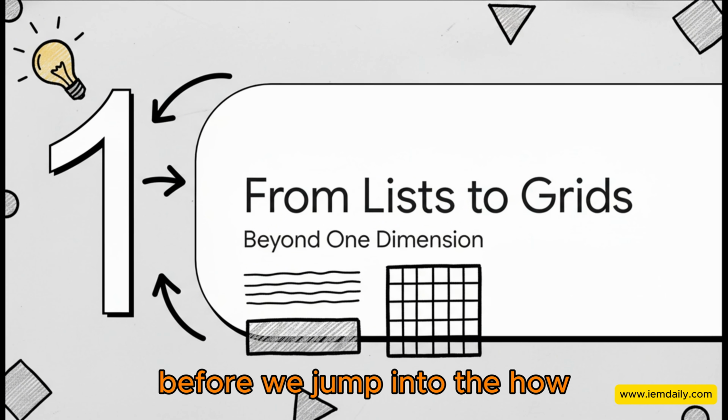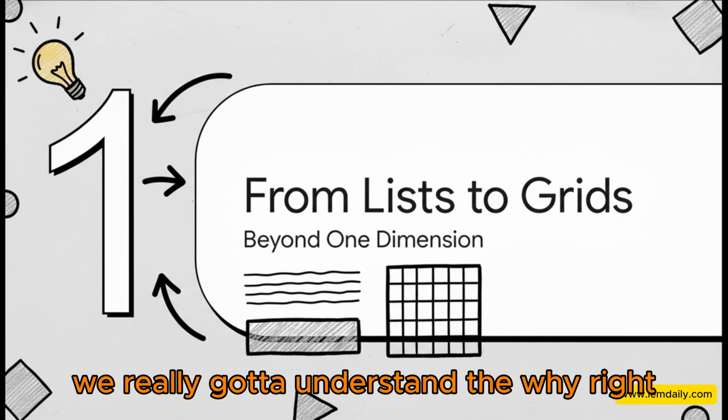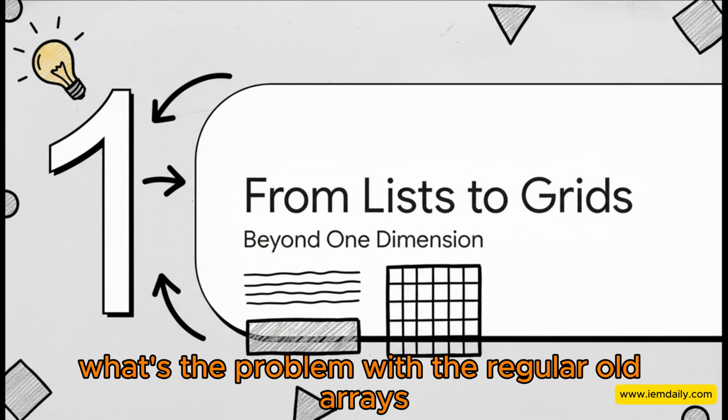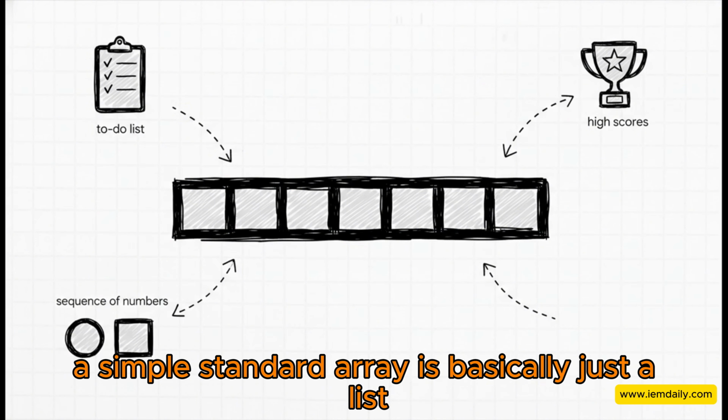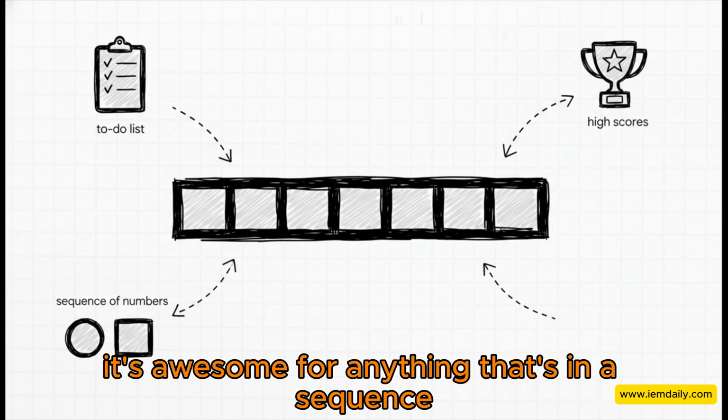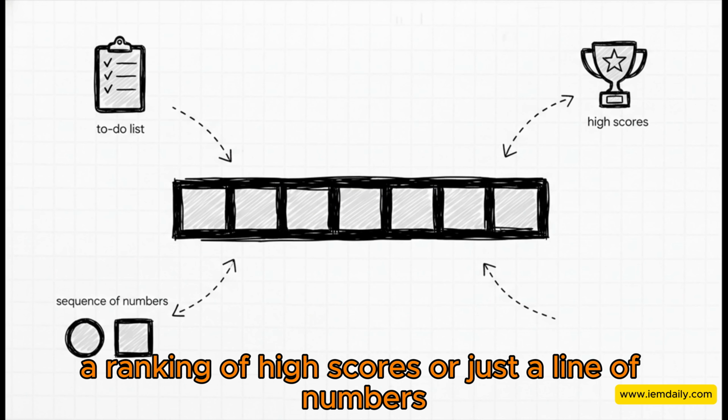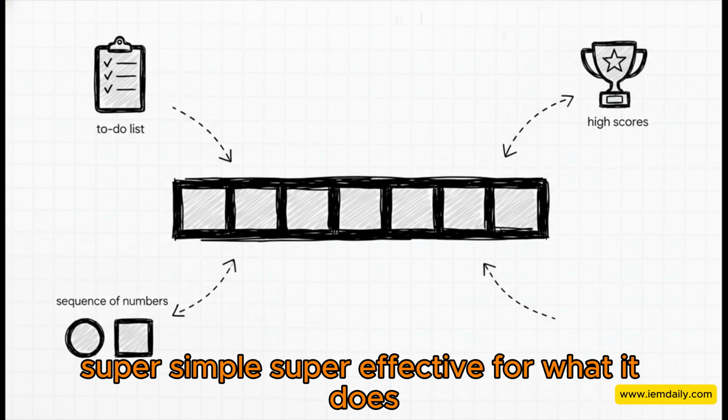I mean, before we jump into the how, we really got to understand the why, right? What's the problem with the regular old arrays you already know? You know, a simple standard array is basically just a list. It's awesome for anything that's in a sequence. Think about it, a to-do list, a ranking of high scores, or just a line of numbers. It's just one straight line of stuff. Super simple, super effective for what it does.